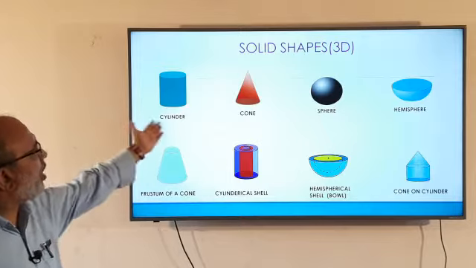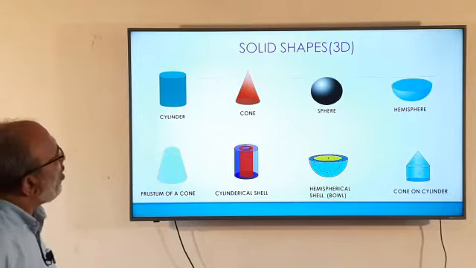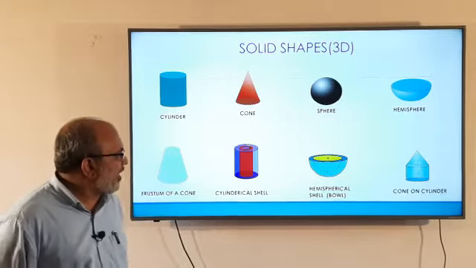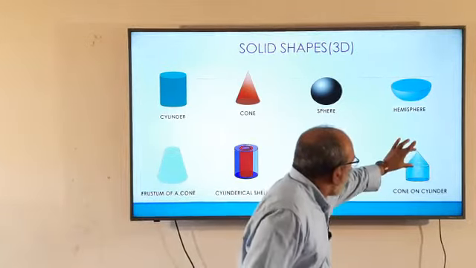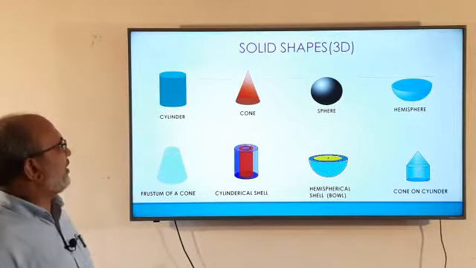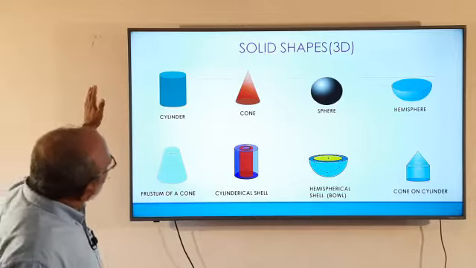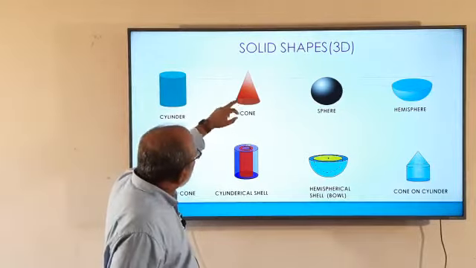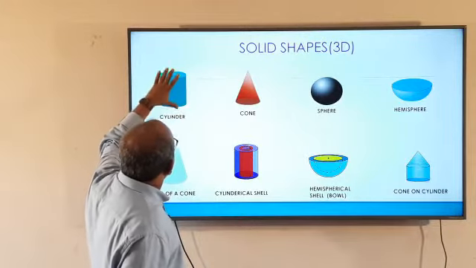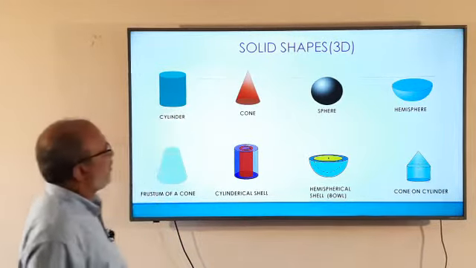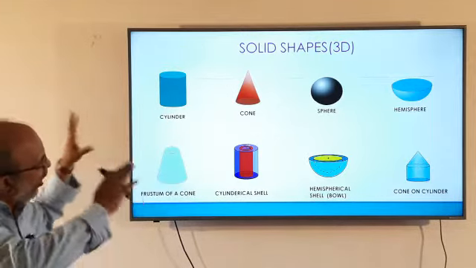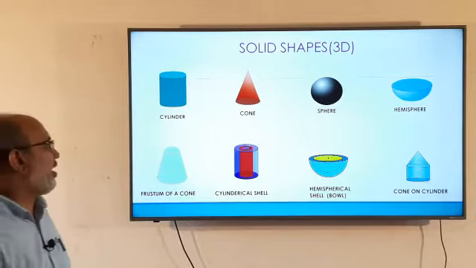Again, these are also solid shapes: cylinder, cone, sphere, hemisphere, frustum of a cone, cylindrical shell, hemispherical shell, a cone on a cylinder. See, they have curved faces. They have some plane surface and one curved. The base and top are plane, but the lateral surface is curved. So as it is curved, it is not a polyhedron, it is a non-polyhedron solid shape.